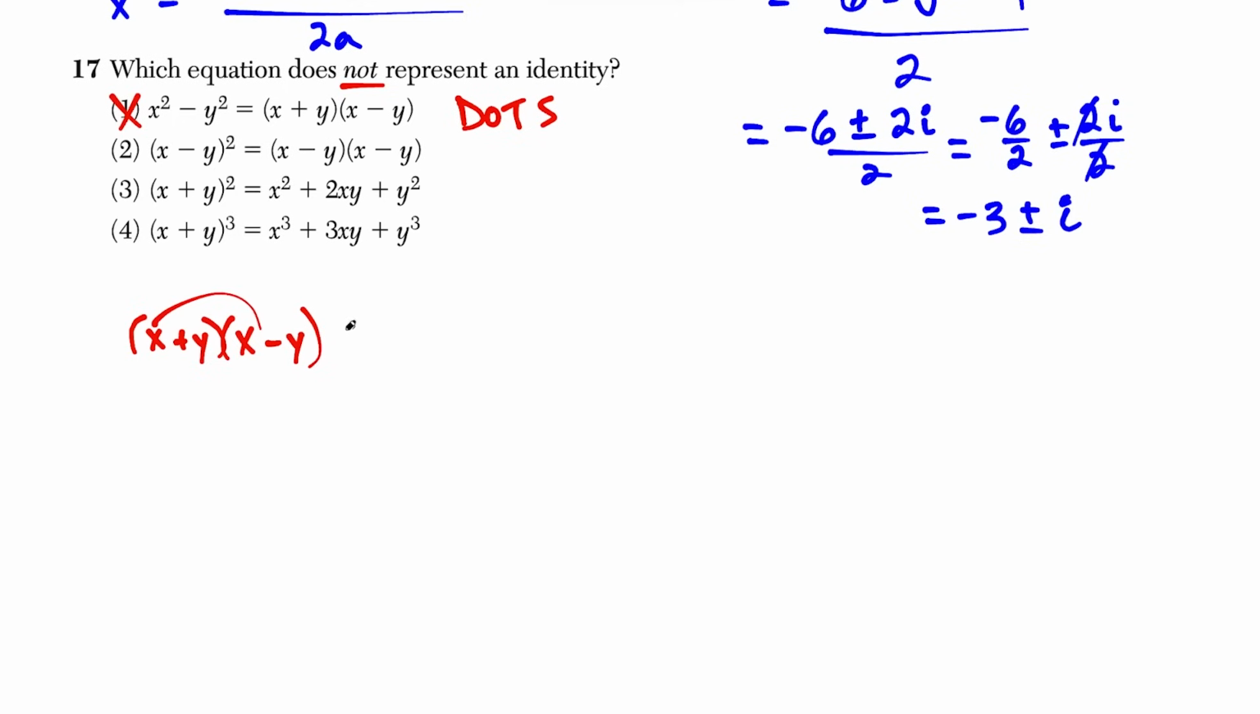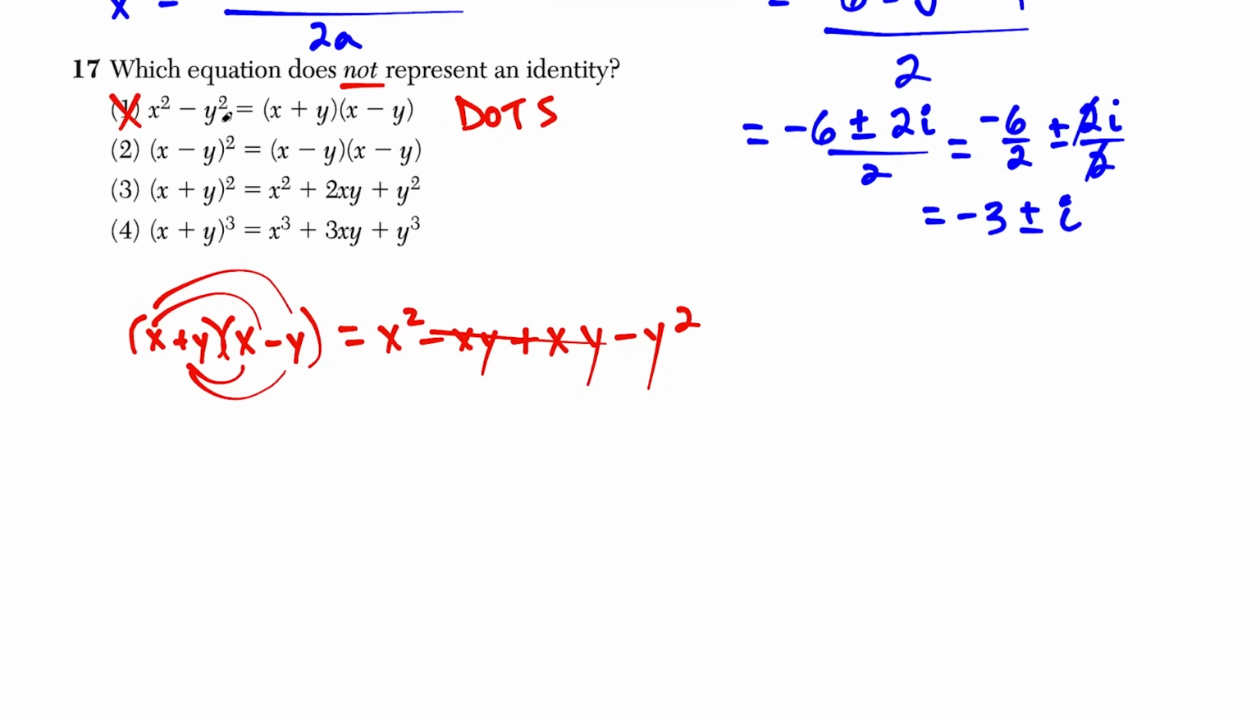So if I did x times x is x squared, and then I have minus xy, and when I distribute the second term here, I'm going to have y times x, or I could say plus xy, and then y times minus y is minus y squared. And notice the middle terms cancel, giving us x squared minus y squared. So this one is an identity.